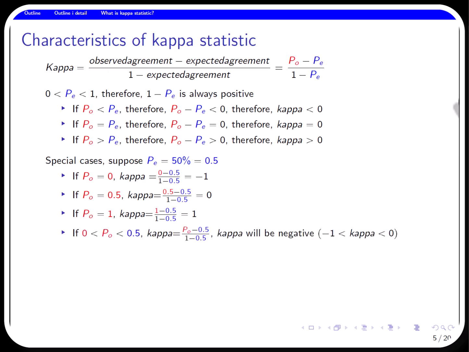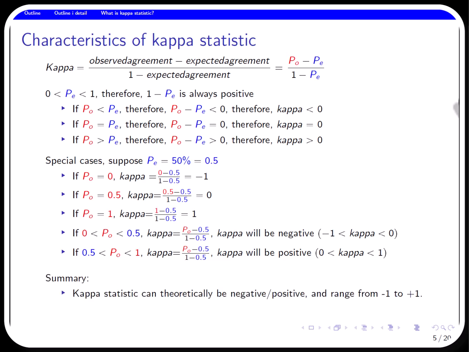If PO is between 0 and 0.5, the Kappa will be negative and between -1 and 0. If PO is between 0.5 and 1, the Kappa will be positive and between 0 and 1. Summary. Kappa statistic can theoretically be negative or positive and range from -1 to positive 1. Typically, observed agreement is larger than expected agreement, so Kappa statistics are between 0 and 1.